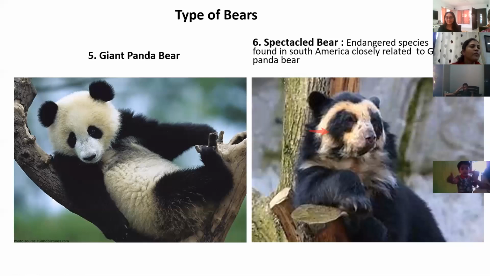But these spectacled bears are almost on the way of extinction. They are endangered species, which means only a few are left. What are they? Endangered species, and they are mostly found in South America. So these are the spectacled bears.